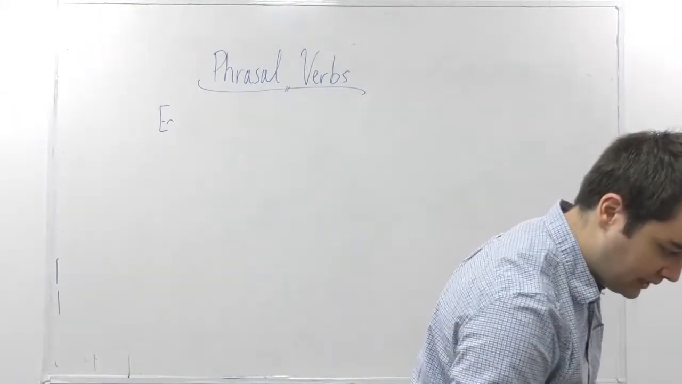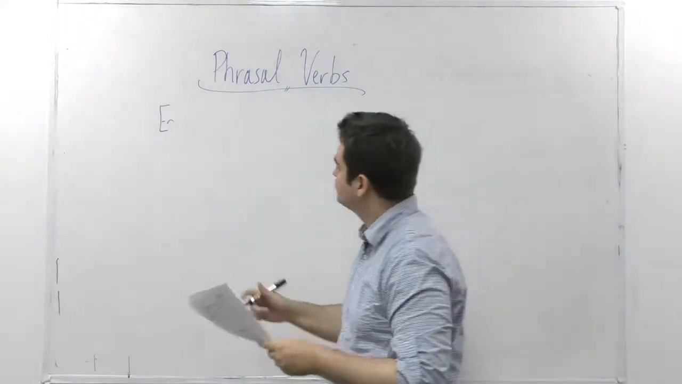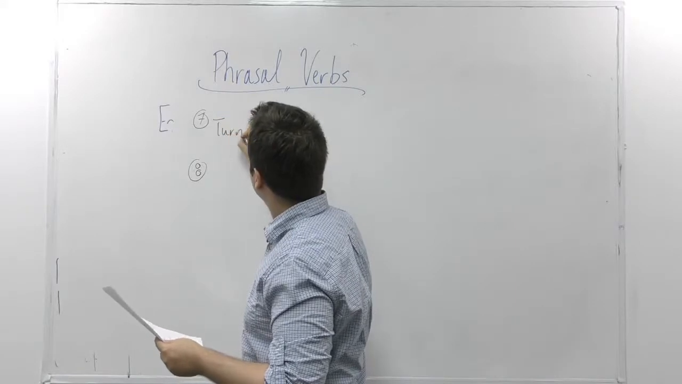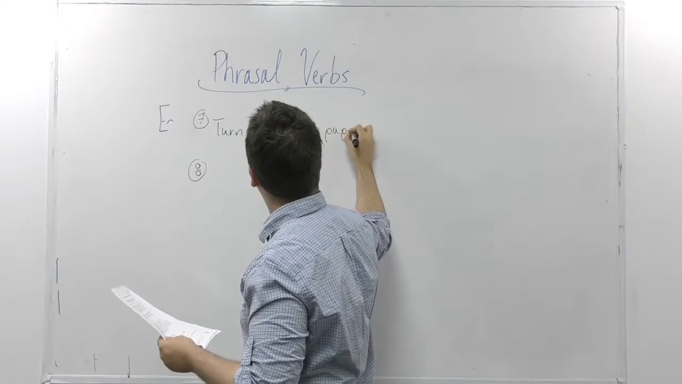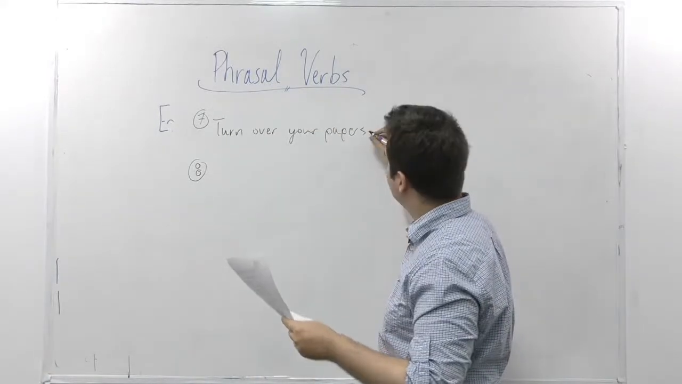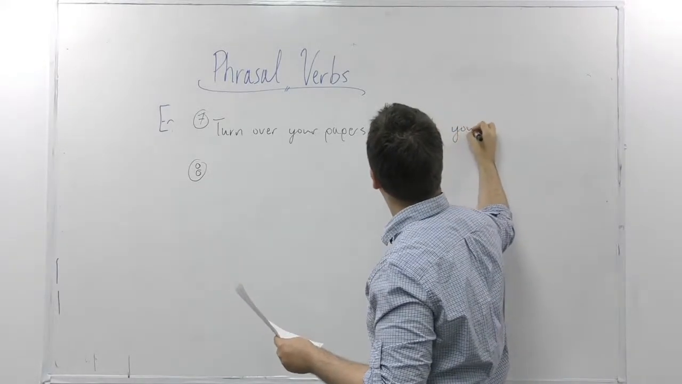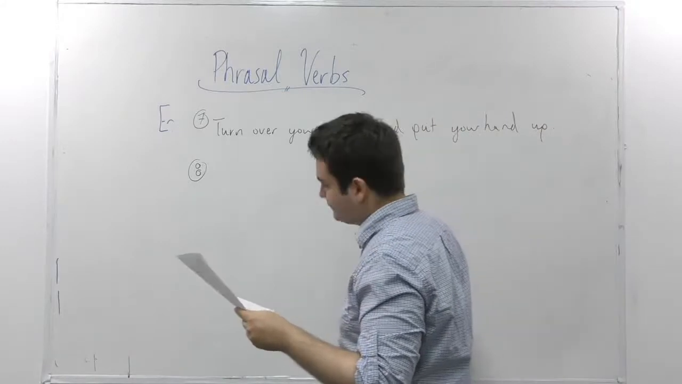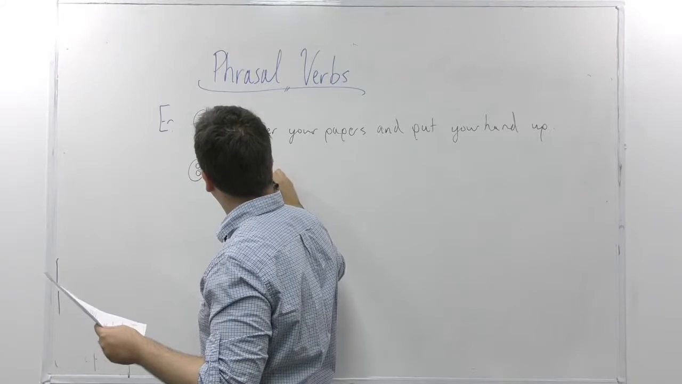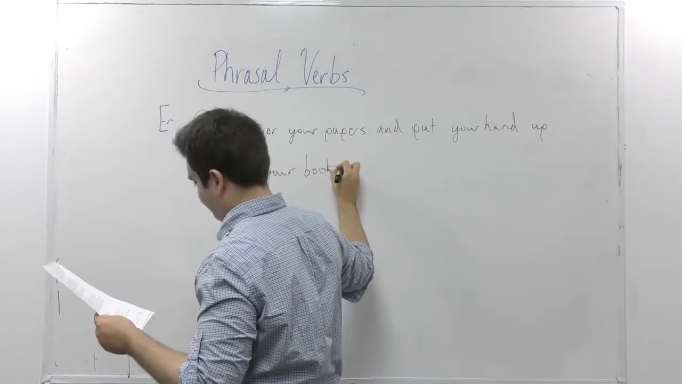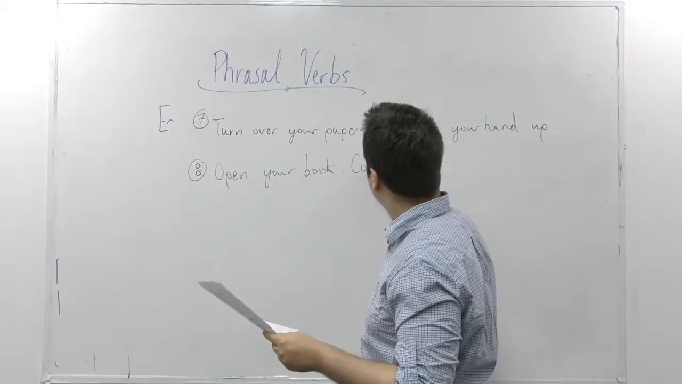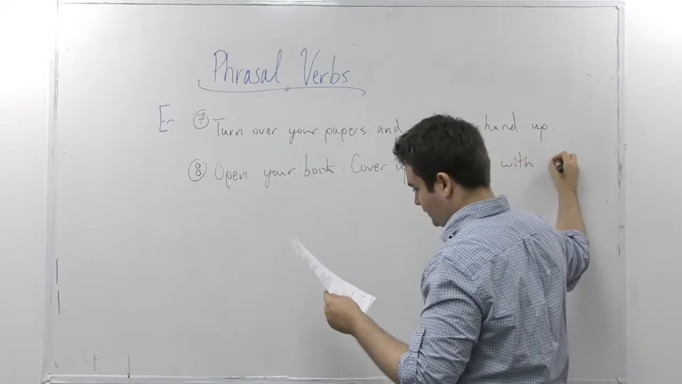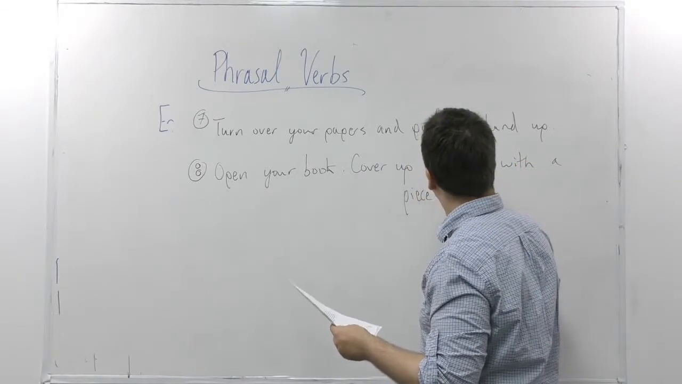Okay, so what do we got next? We've got, okay, yeah, 2 more. 7 and 8. Okay, 7 here is: turn over your papers and put your hand up. And 8: open your book. Cover up page 15 with a piece of paper.